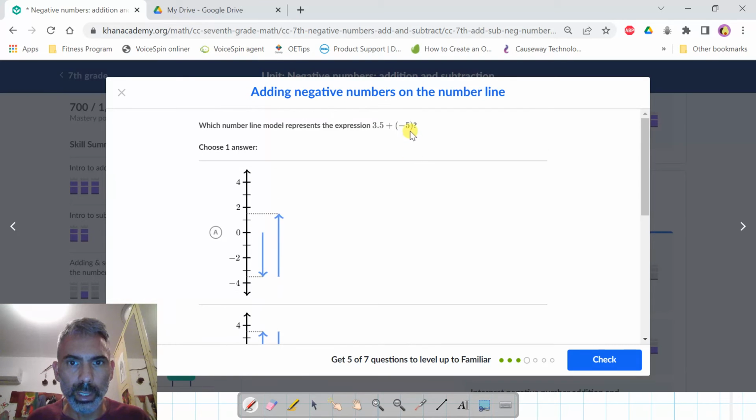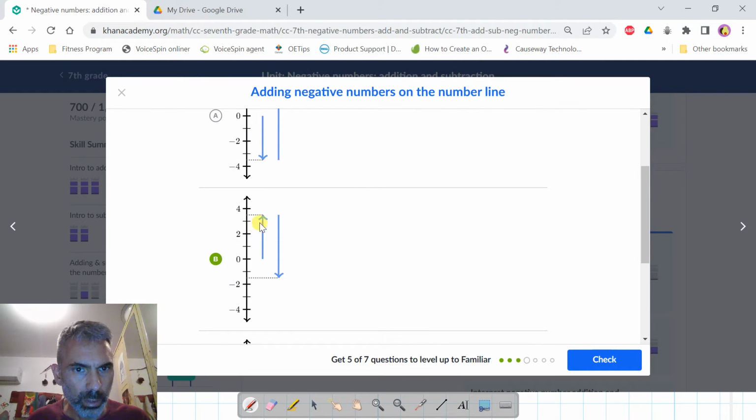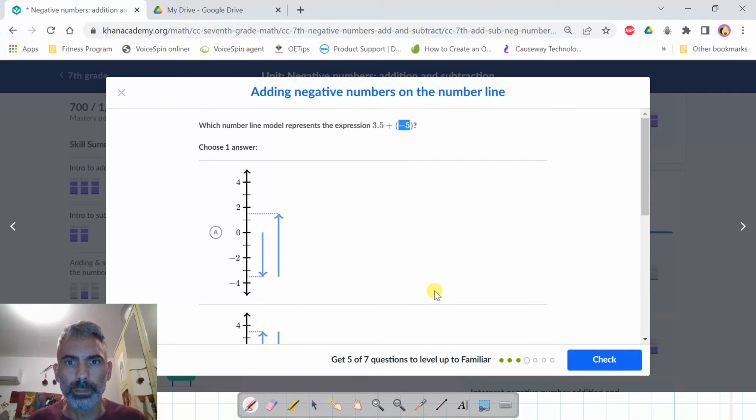And then we take another 5 steps, but we take them in the opposite direction because we add -5. So our first leg of the journey takes us from 0 to 3.5, and then we take another 5 steps, but in the opposite direction. So we end up at -1.5, between -1 and -2.